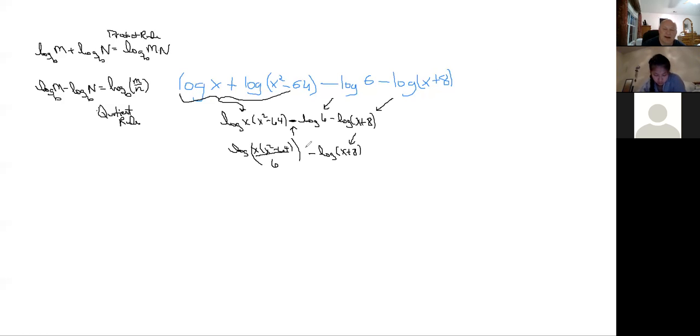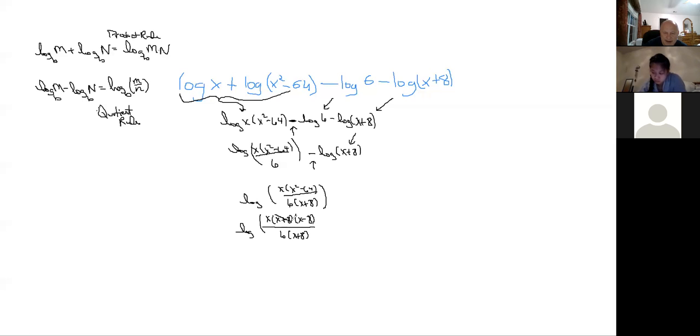And I still haven't dealt with that log of x plus 8. So again, that's going to be another minus there, so it's going to be another quotient rule. So it's going to be the log of x times x squared minus 64, and since 6 was in the denominator, so will the x plus 8. And now the only thing left to do is to simplify, if it can. X squared minus 64 is a difference of squares, x plus 8 and x minus 8, over 6 times x plus 8.